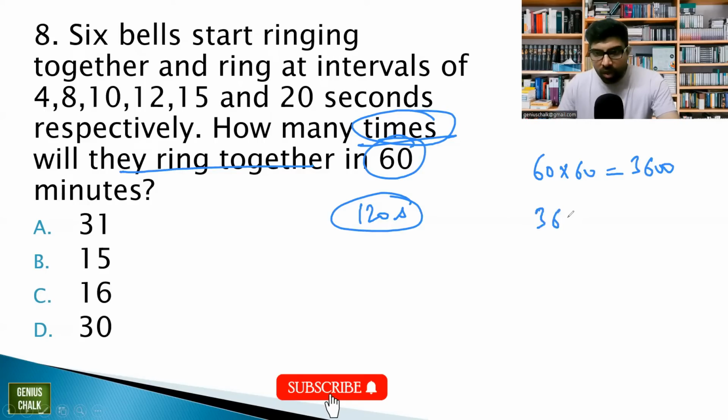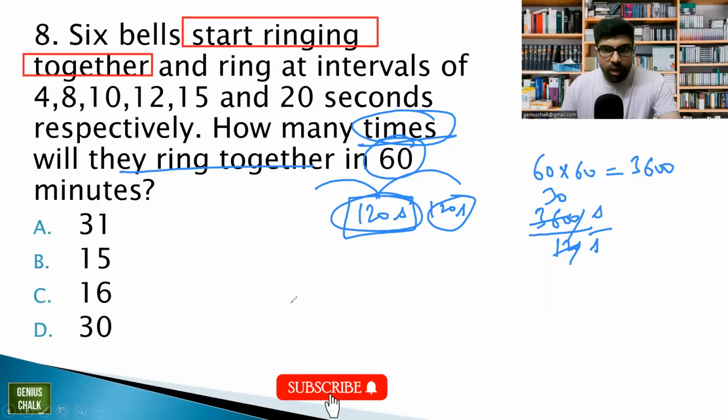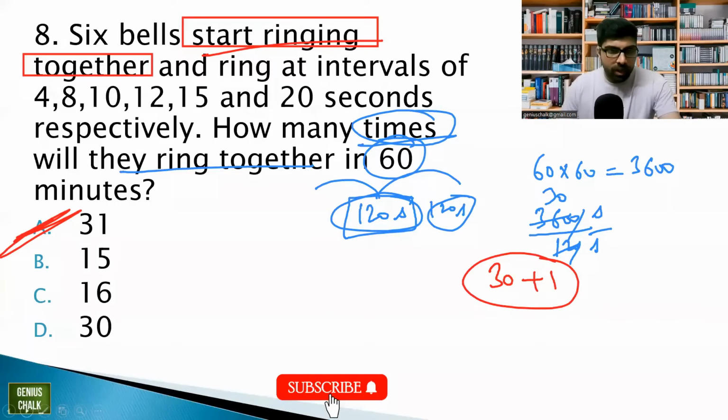So 3600 is the total number of seconds in 1 hour, and after every 120 seconds they will ring again together. So how many times will they ring? Just divide it. So this becomes 30 times. But remember, the answer is not 30. Why? Because of this information. It is also given that they start ringing together. So they started also together. That means this one we also count. And that's why the answer is 31 for this question, right?